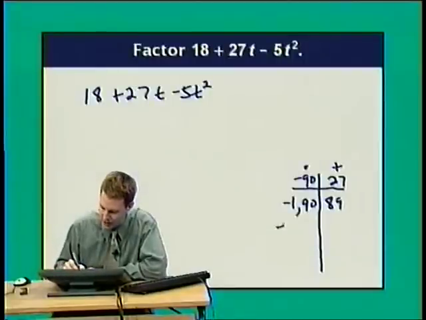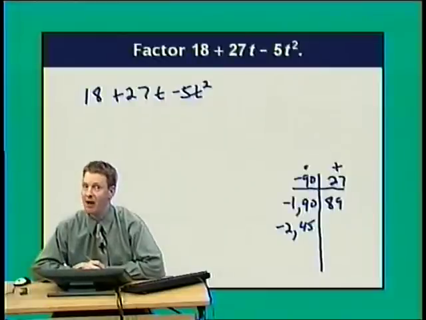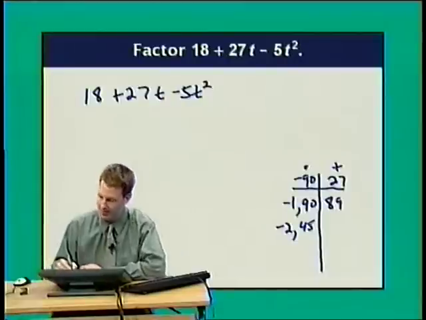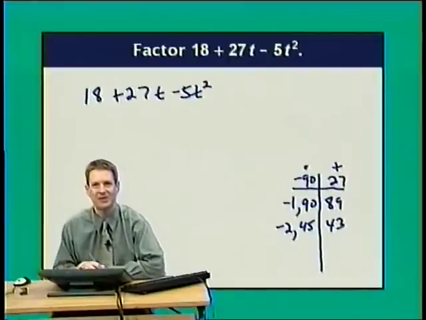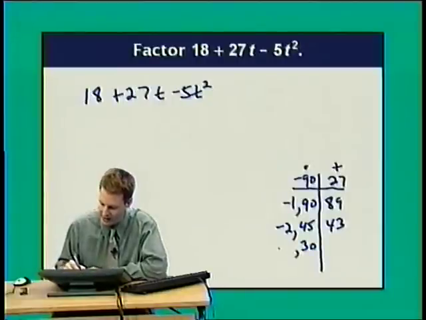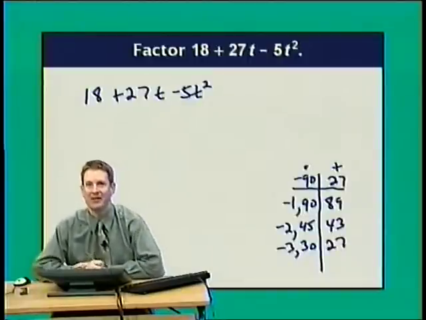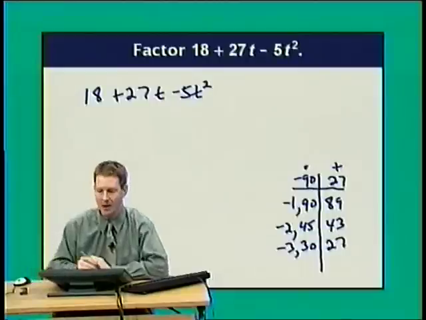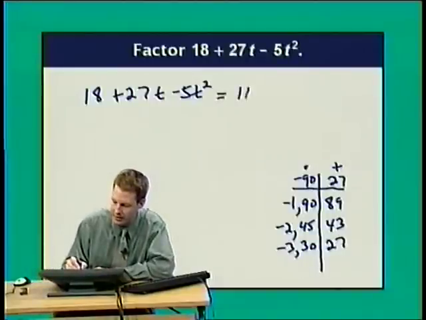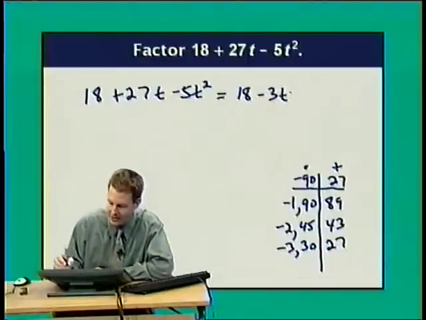Let's make the 2 negative and the 45 positive. Again, since I know the sum is positive, the number with the larger magnitude needs to be the positive number. But this was a no-go because the sum is 43. How about 3 and 30? I want the 30 to be positive and the 3 to be negative, and hallelujah, pretty darn quickly we came up with our pair of numbers. What I want to do is take that 27t and break it up into minus 3t plus 30t.